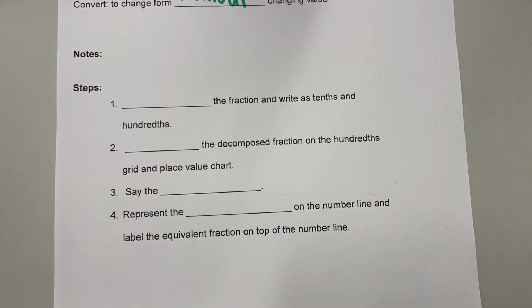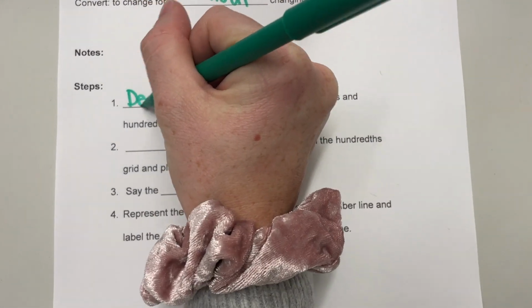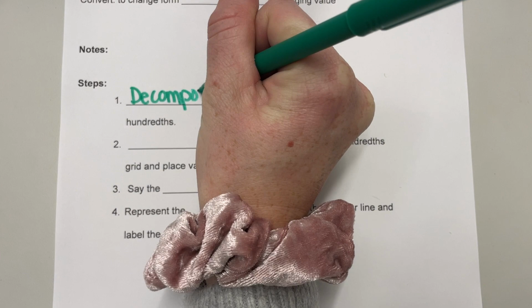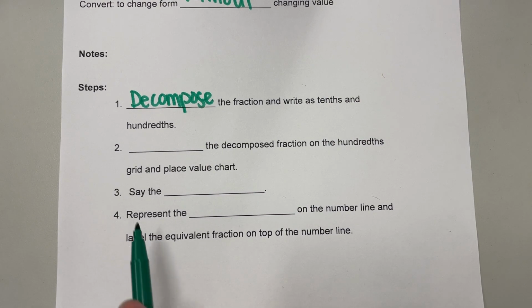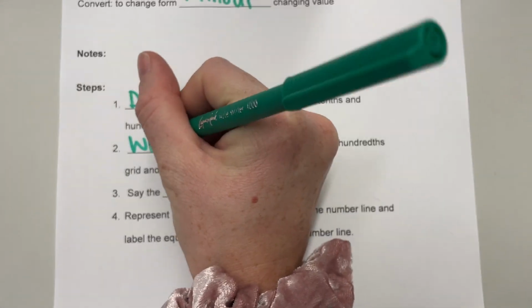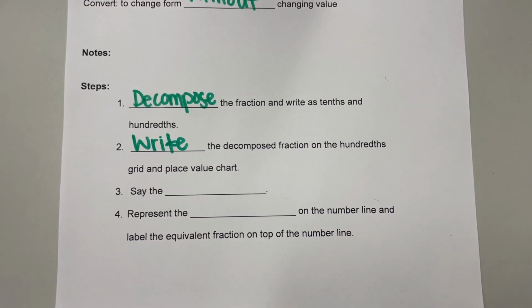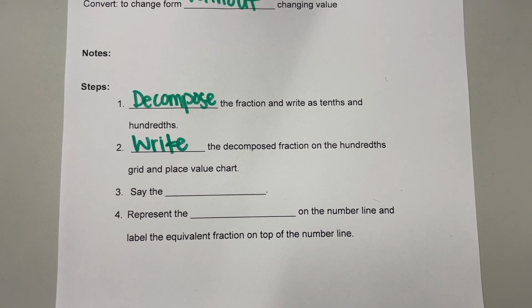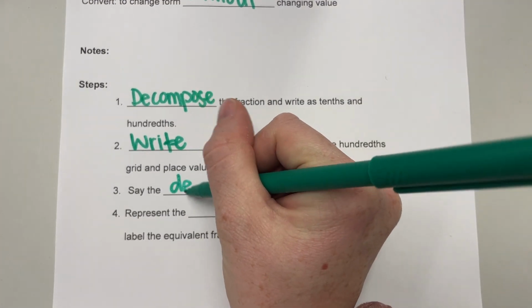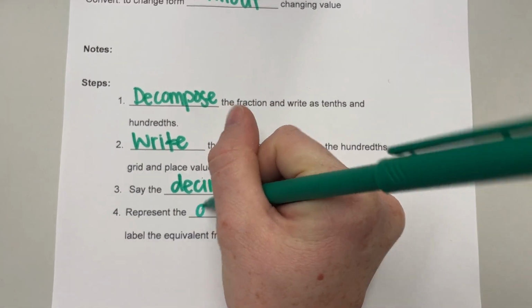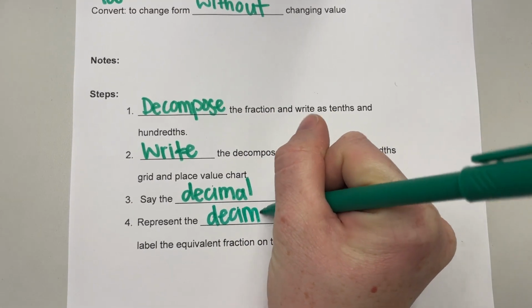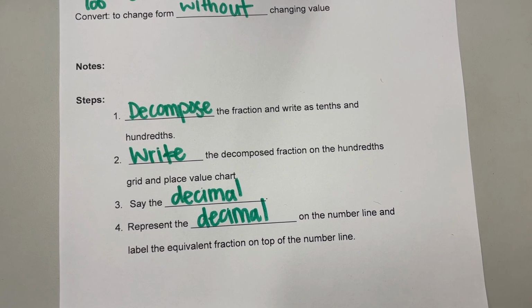Okay, we have some new steps today. First one is to decompose the fraction and write as tenths and hundredths. Second one is to write the decomposed fraction on the hundredths grid and place value chart. Third one is to say the decimal. Fourth one is to represent the decimal on the number line and label the equivalent fraction on top of the number line.